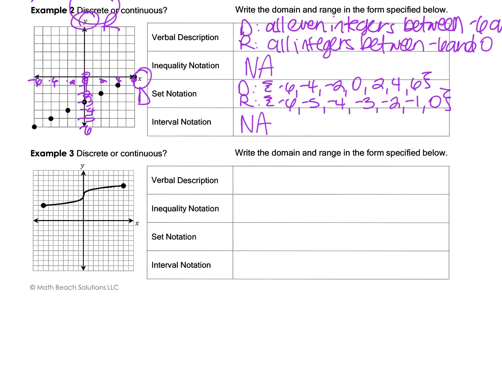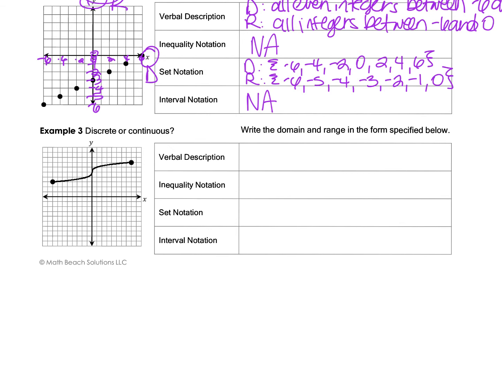All right, so let's look at example 3. So notice it does stop, but do notice that it includes all of the fractions, decimals in between each whole number as well. So this is still continuous. Okay, so the verbal description, look at your x-axis for domain. This value here is -8. And then it goes to this value here, which is +8. And notice it's including every single decimal fraction in between each whole number, which is called an integer. So it does include it.